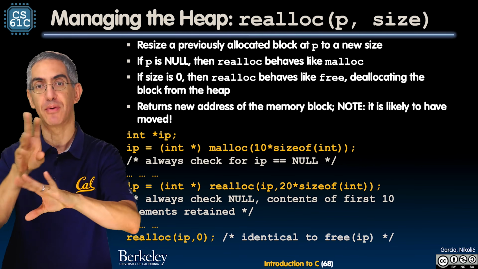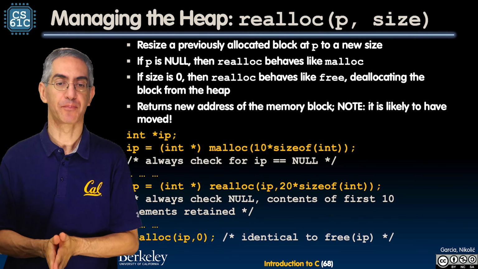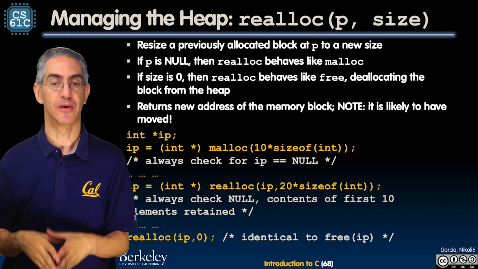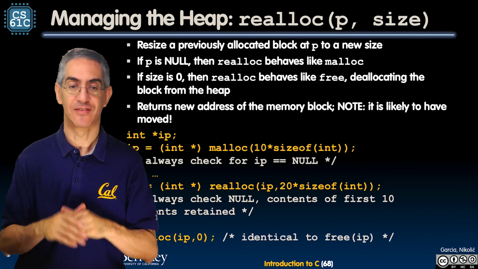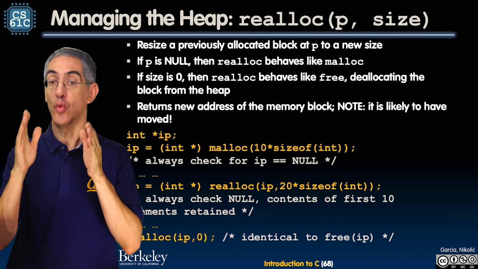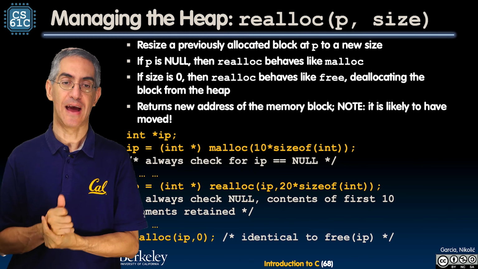Say, hey, sorry, you asked for some memory. I couldn't give it to you. Otherwise, you keep going, and you got the memory. You can now use it. So the line over here on the right says, IP integer pointer equals this malloc guy. I've asked for 10 integers, and you always check for it equal to null after that call.